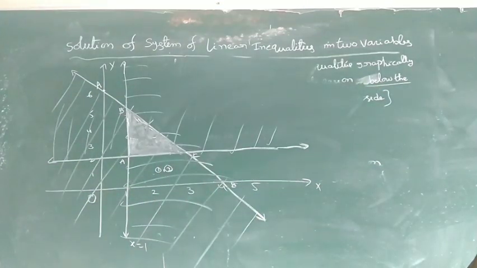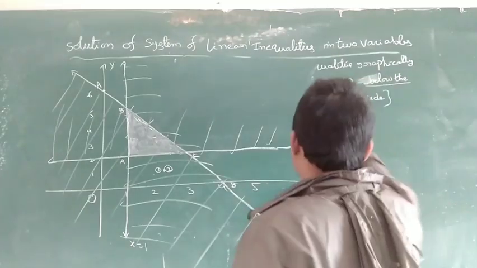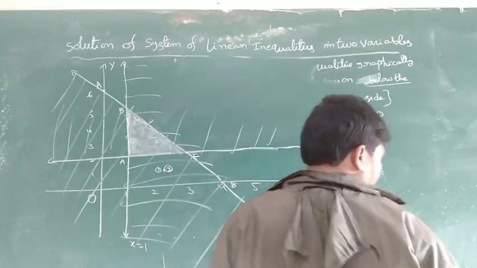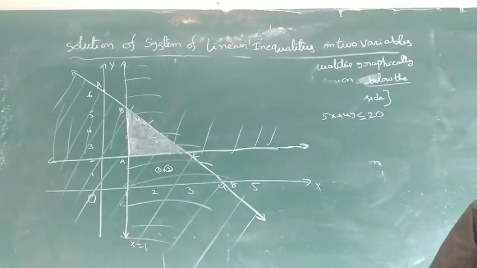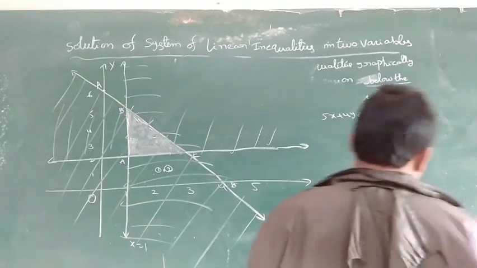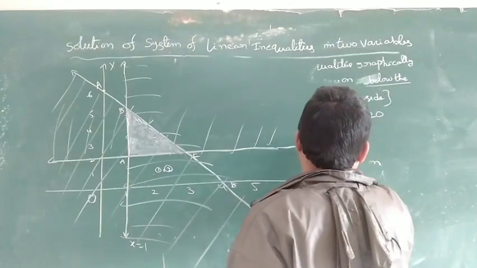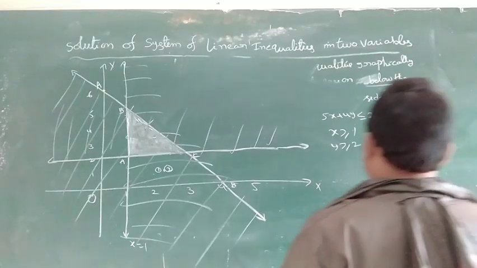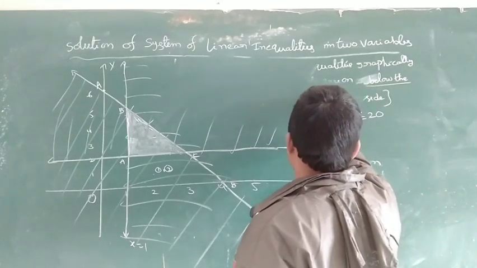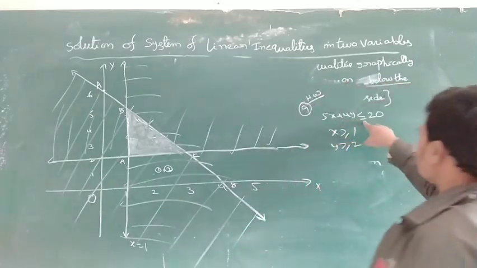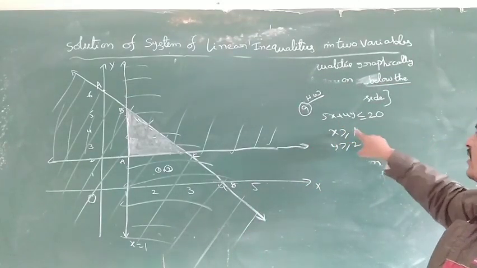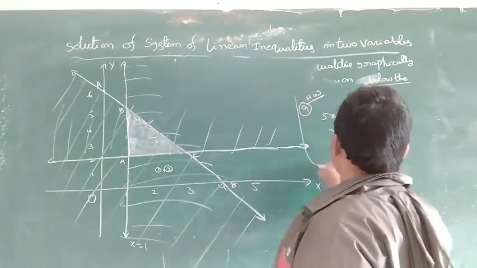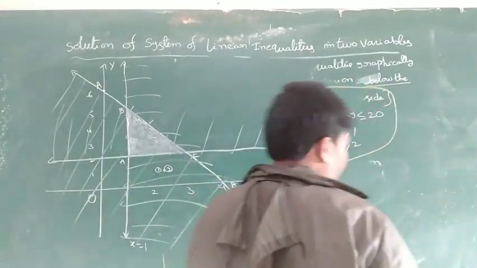Next one, 5x plus 4y less than or equal to 20, x greater than or equal to 1 and y greater than or equal to 2. This is exercise problem number 9. Problem number 9 is homework. Same problem, the equation is also less than or equal to, greater than or equal to 1, greater than or equal to. Same type. So, 9th problem, homework. Okay.